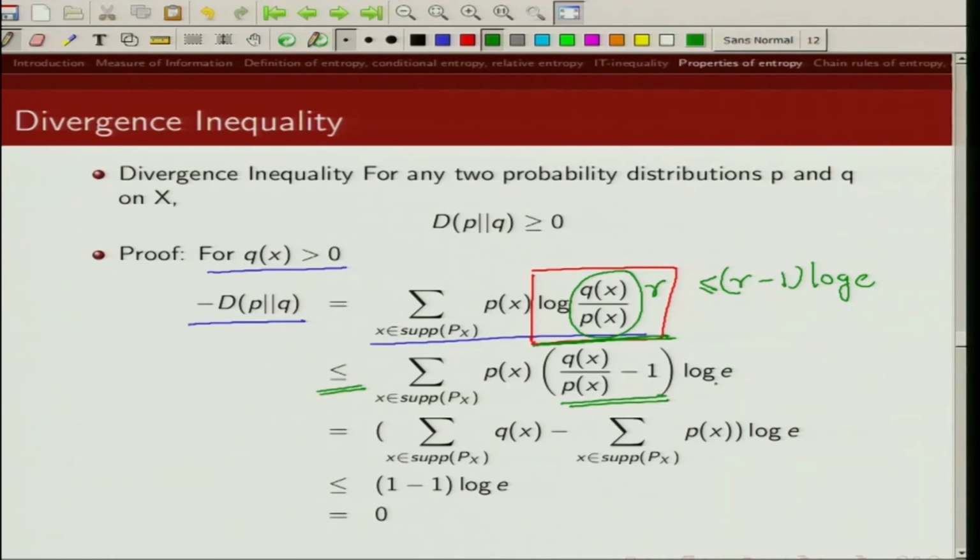Now simplifying, this is p of x multiplied by q of x by p of x, so I will get summation over q of x, and here I will get summation over p of x. This is less than or equal to 1 minus 1, which is basically 0. So what I have shown is minus of divergence between these two probability distributions p and q is less than or equal to 0, or in other words, divergence between p and q is greater than or equal to 0.